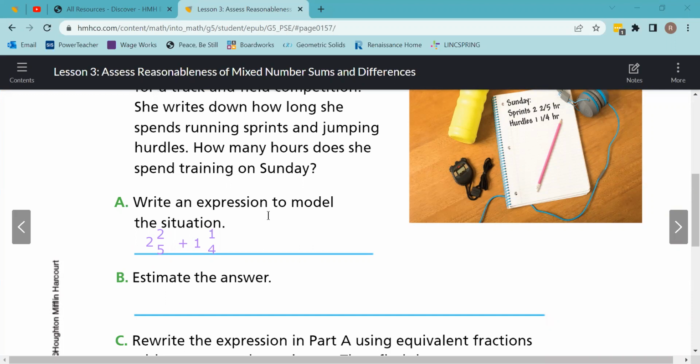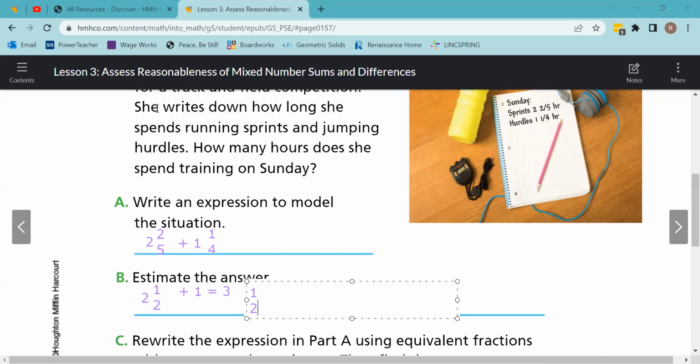Then estimate the answer. Well, 2.5 is half of 5, so 2/5 is really close to that half. So I'm going to put 2 1/2 plus what is essentially just 1 whole, right? Because that quarter is closest to 1 whole. So 2.5 plus 1 whole equals 3 whole and then 1/2 there.